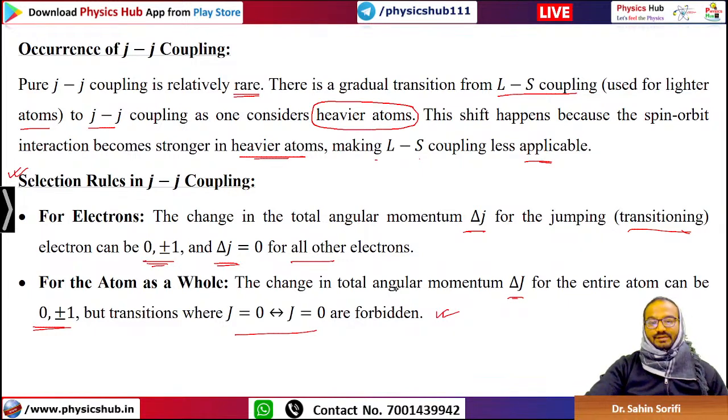Okay guys, so this is all for this lecture. I think with this we completed LS-JJ coupling and term symbol. In the next lecture we can consider maybe Zeeman effect. Hyperfine structure is there, we'll go for hyperfine structure, then we'll go for Zeeman effect and molecular physics, and after that condensed matter physics and all.